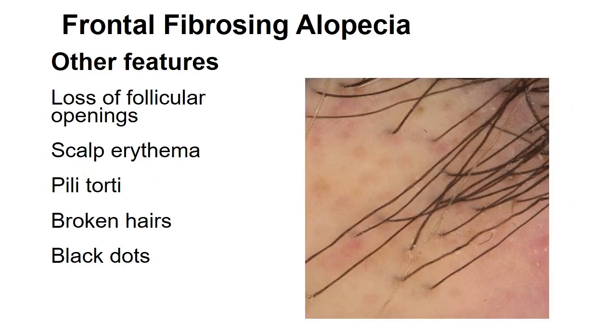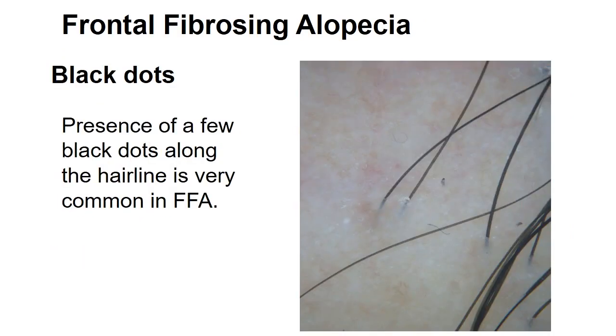And then you have the other features that Alessandra showed you, the broken hair, the scalp erythema. You can have black dots. Here you see a few black dots. It's not like in alopecia areata, where you have many. In frontal fibrosing alopecia you may see one or two.